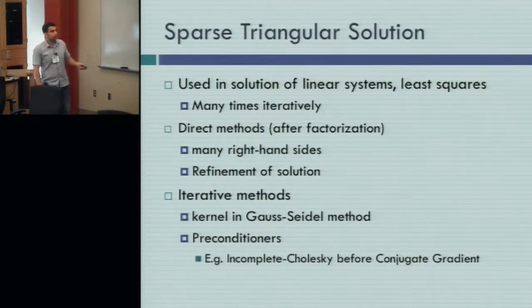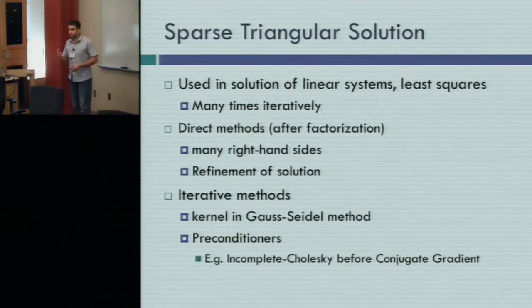In iterative methods, it's the kernel in Gauss-Seidel method, and it's the kernel in many preconditioners. For instance, one may use incomplete Cholesky before conjugate gradient, or incomplete LU factorization before GMRes, and triangular solution has to be done several times to refine the solution. And it is said that if you use these preconditioners, solving the system is 40% times faster.